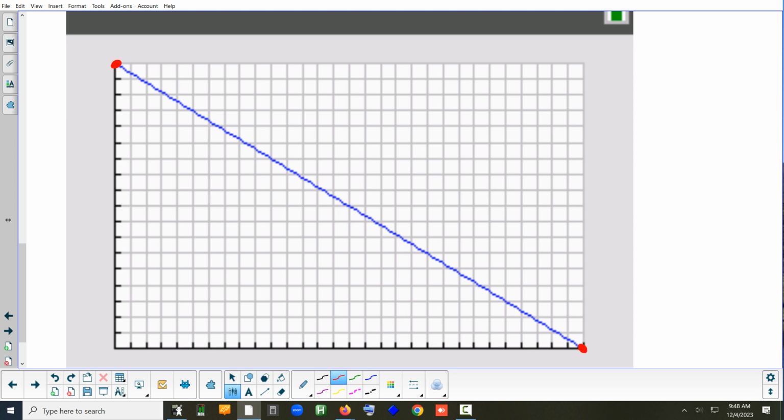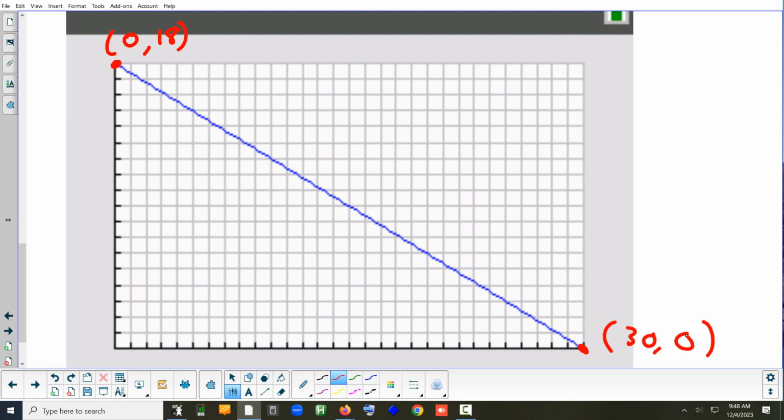Can someone remind me, what was the point that was up at the top? Yeah, if you count, it was at 18. And what's the coordinate of that? Coordinate of my y-intercept? 0, comma 18. Okay. What was the coordinate of the x-intercept? 30 and 0. Yep. 30, 0.